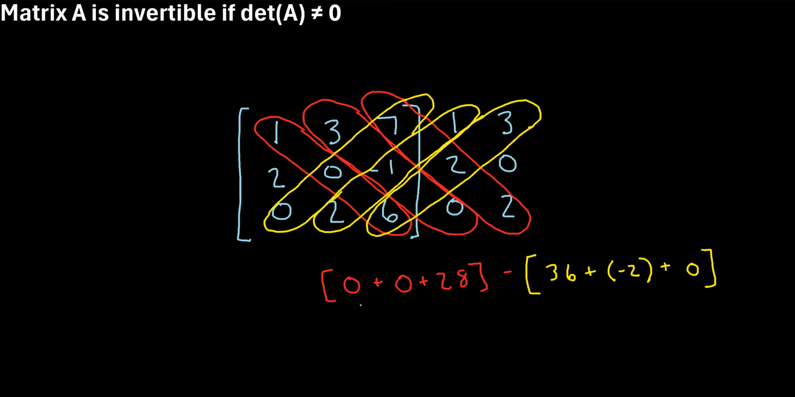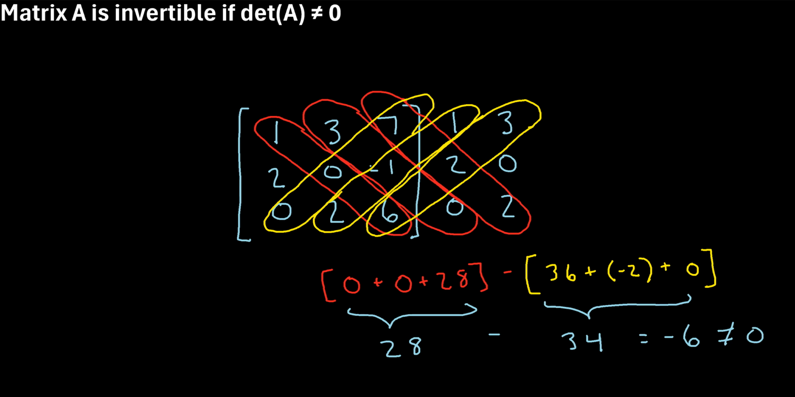So let's see what we get. 0 plus 0 plus 28, this whole thing becomes 28, minus 36 plus -2 plus 0, that's 34. So we get 28 minus 34 is -6. So -6 is the determinant of this 3 by 3 matrix. And notice, it's not equal to 0. So that means this 3 by 3 matrix is invertible.